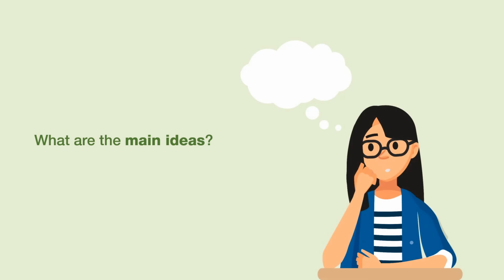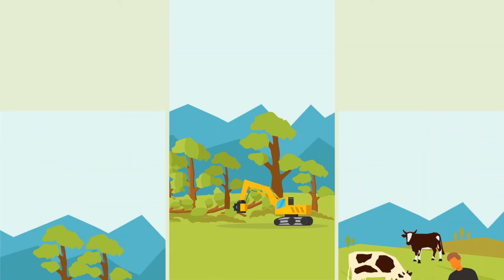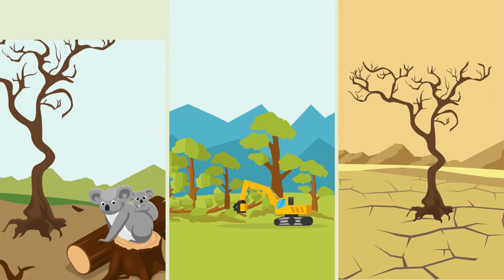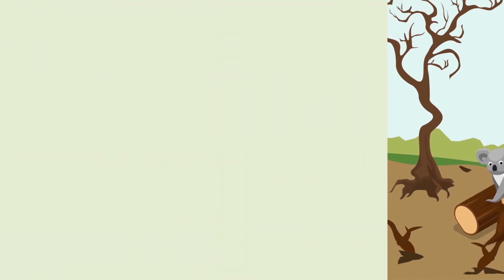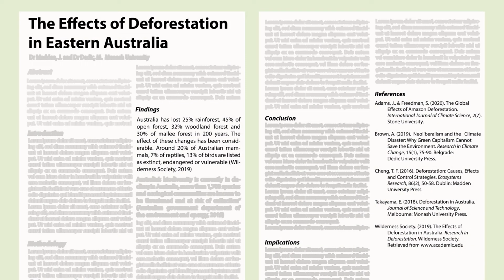What are the main ideas? People cut down trees for farming and natural resources, and this is bad because it destroys the land and animal habitats. What research did she or he do? How do you know this? The in-text references and reference list show the authors have done research and used many reliable sources. This makes the text academic.